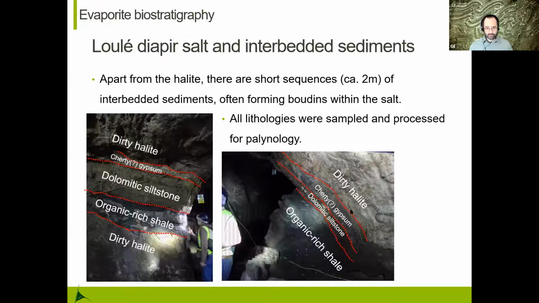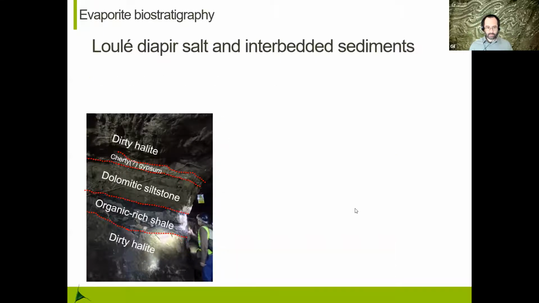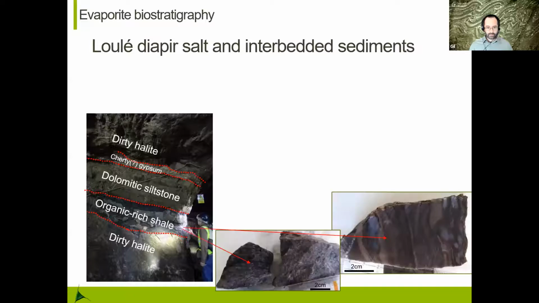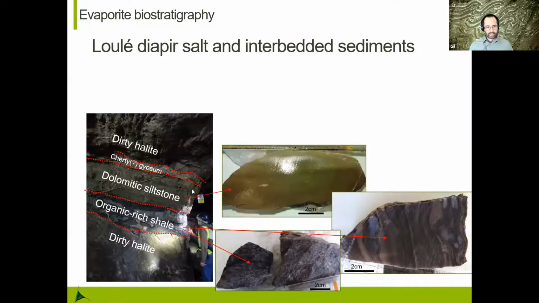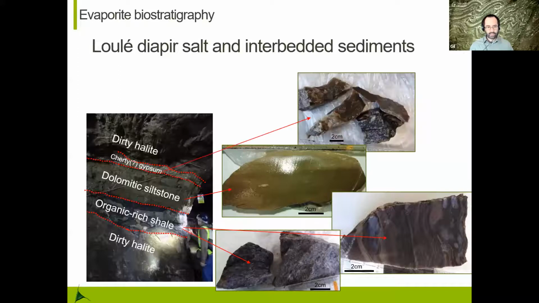So we sampled all of these for palynology. This is how they look. The organic-rich shale, in some places it's also silicified, which complicates the processing a bit more, but it can also be done. The dolomitic siltstone, this is how it looks. Not very promising for palynology, and indeed the samples were not that good. The cherty gypsum was a bit more difficult to process because of all the strange mineralogies.